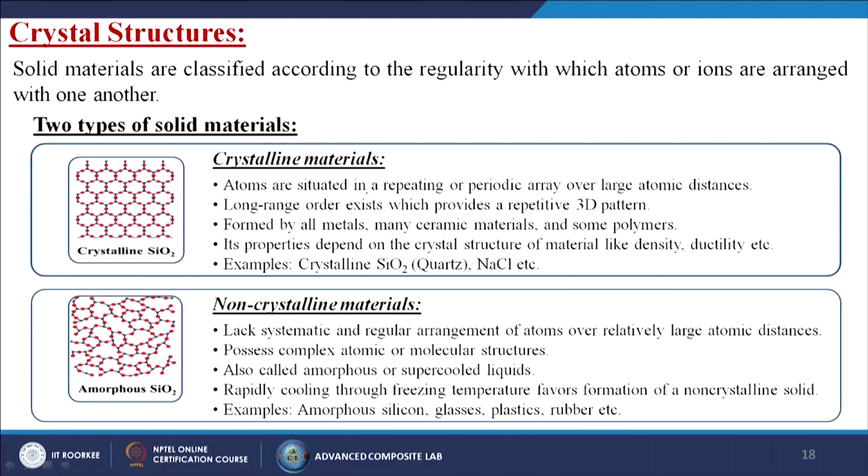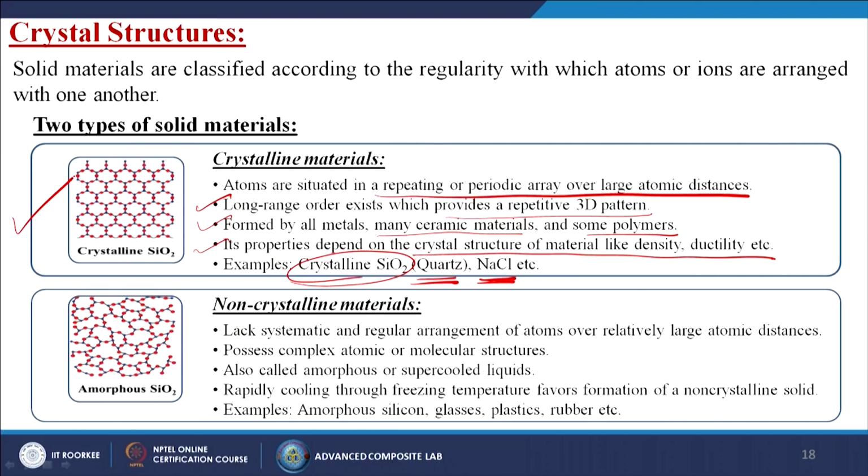So, what are crystalline materials? Atoms are situated in a repeating or periodic array over large atomic distances. Long range order exists, which provides a repetitive 3D pattern. It is found in all metals, many ceramic materials and some polymers. Its properties, like density, ductility, etc., depend on the crystal structure of the material. Examples: crystalline silicon dioxide, generally known as quartz, and sodium chloride. You can see the crystalline silicon dioxide crystal structure.